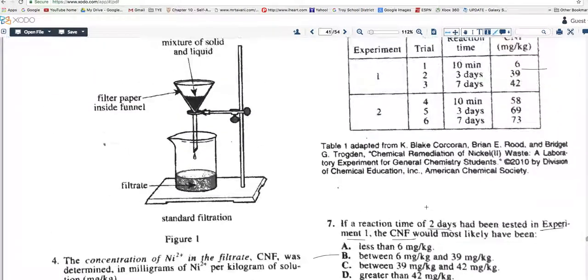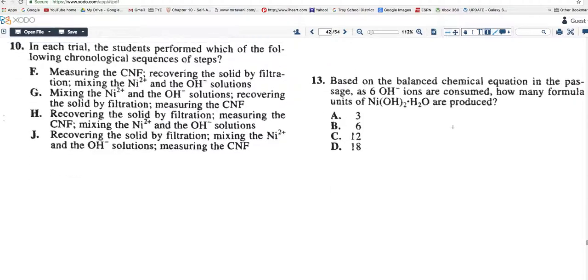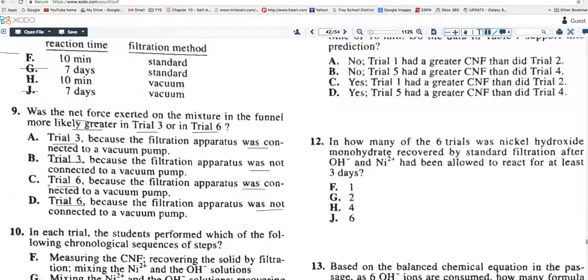So comparing trial 3 versus trial 6, what's the difference? What did they use in trial 3? They did use it. Yes, they use standard filtration. Trial 6, they use vacuum filtration. What happens when you put a vacuum on something? It sucks. Yeah, it sucks it harder. Okay, so that's why the force is going to be greater. So we can automatically eliminate A and B.